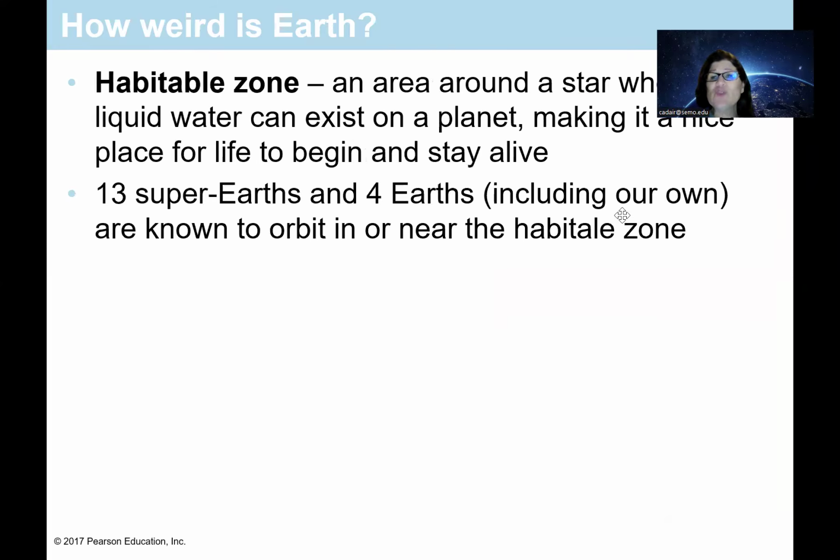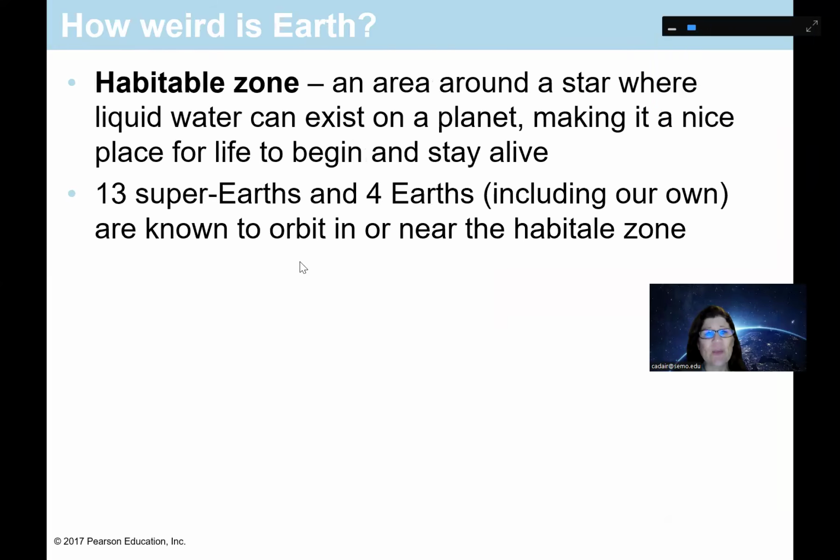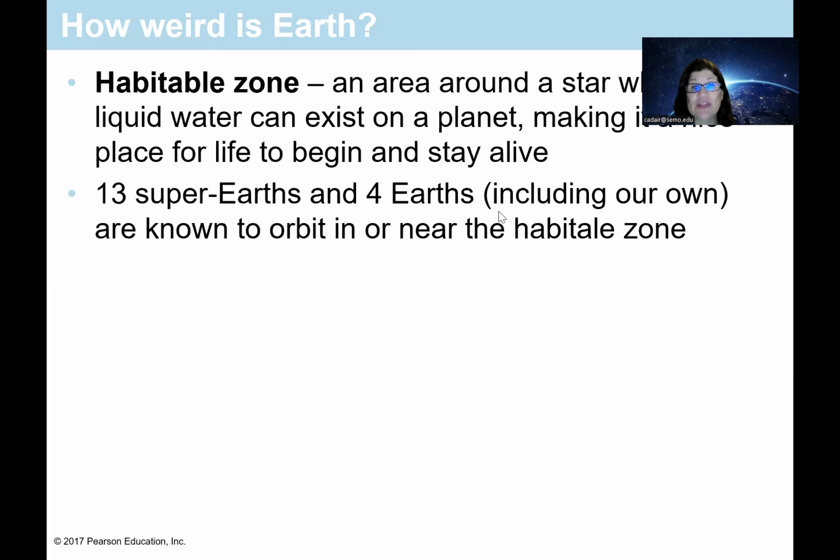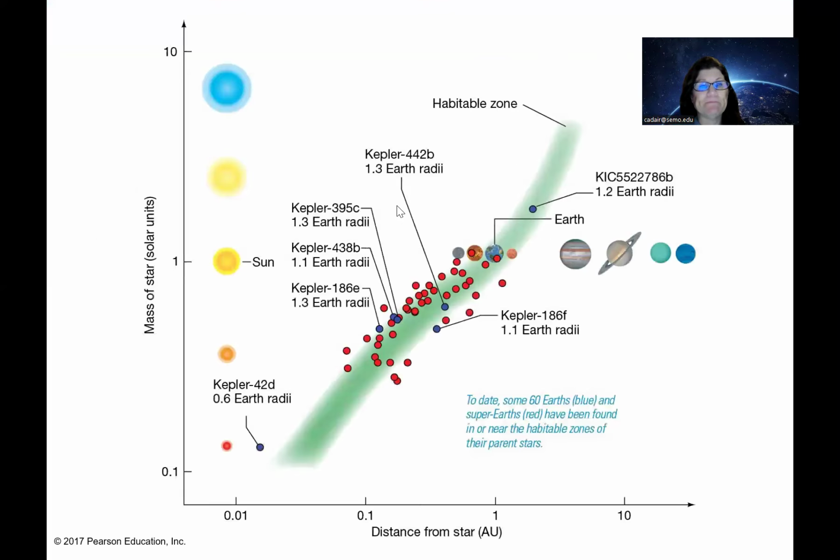So the habitable zone is the definition that we have. An area around a star where liquid water can exist on a planet, making it a nice place for life to begin and stay alive. Very nice. So far, we found 13 super Earths and 4 Earths, including our own, that are known to orbit in or near the habitable zone. Oh, so we've got 17 we found so far. But this data, the book is a little bit old, so this might be updated by now.